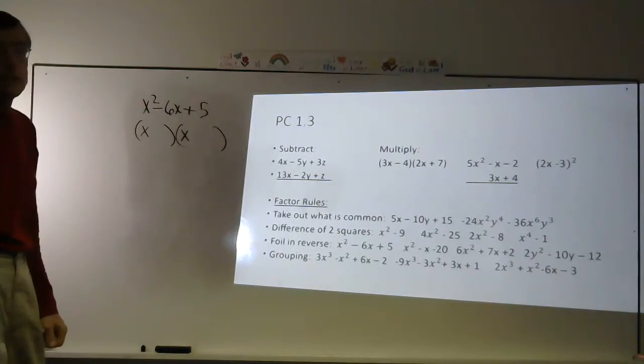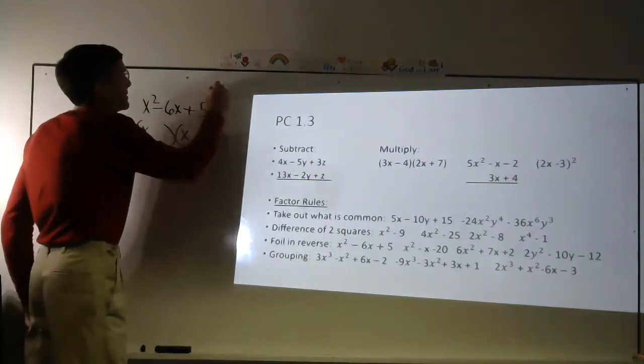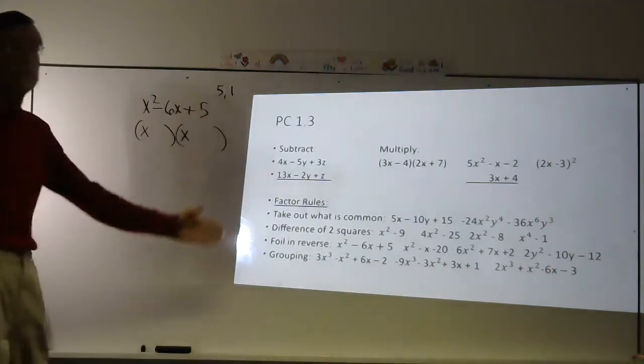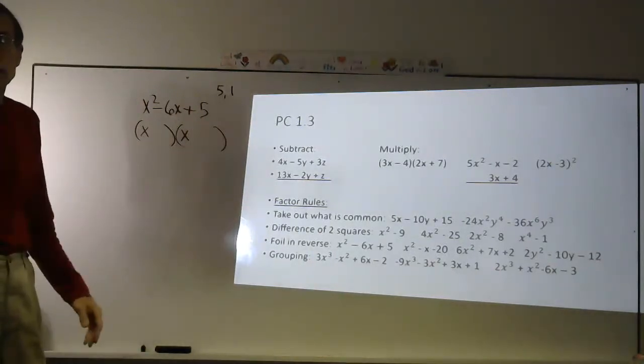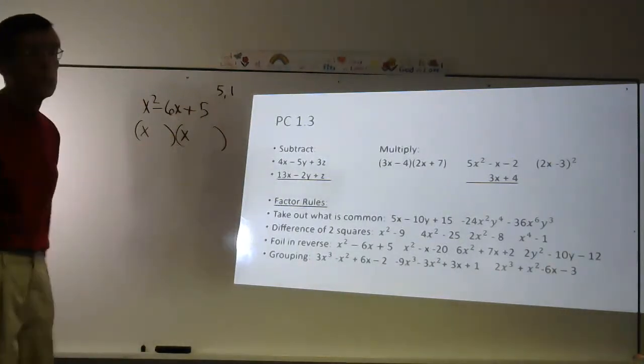Must multiply to give you 5. I like to list them here. The only factors you have are 5 and 1, okay? So you know it's going to have to be a 5 and a 1.